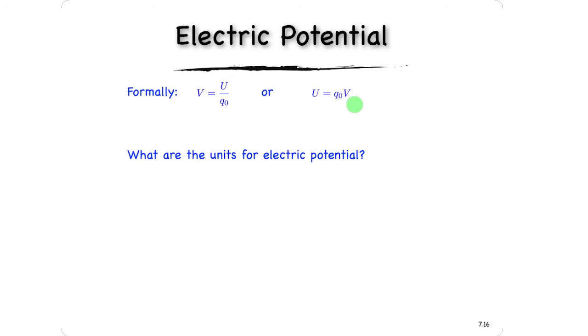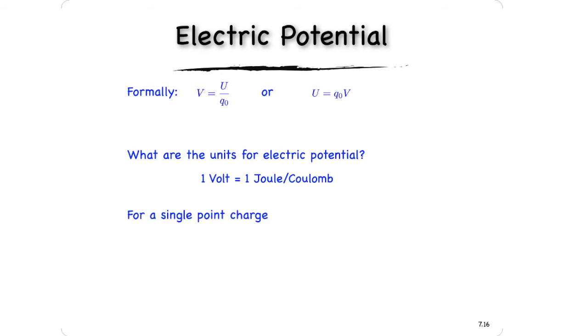Based on just these relationships, what can we say about the units for V? Yes? Joules per coulomb. It's got to be joules per coulomb, because potential energy has SI units of joules, and charge has SI units of coulombs. So the electric potential must have units of joules per coulomb. But we give it a secondary unit called a volt. So a 9-volt battery provides 9 joules of energy for every coulomb that moves across its terminals. That's what that means. So a volt is a joule per coulomb.